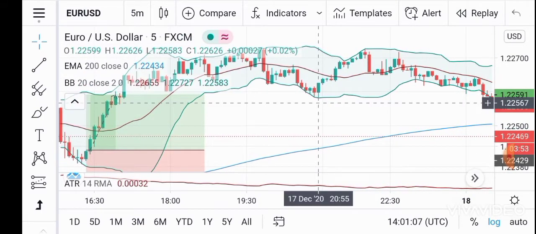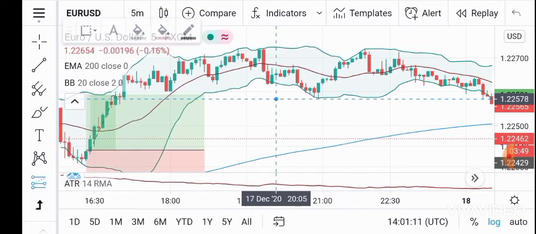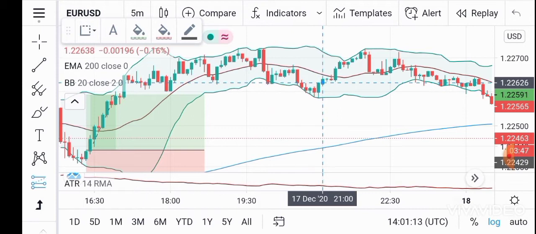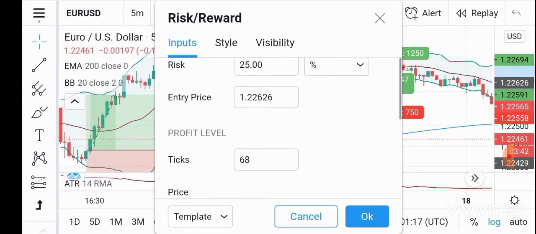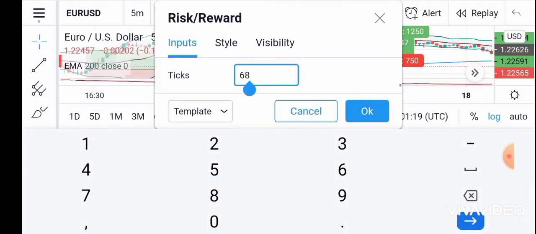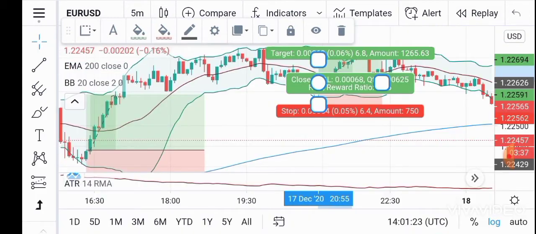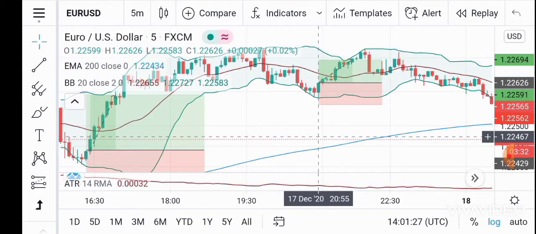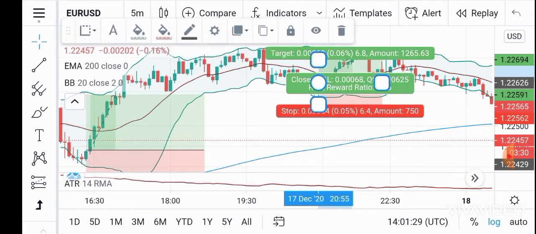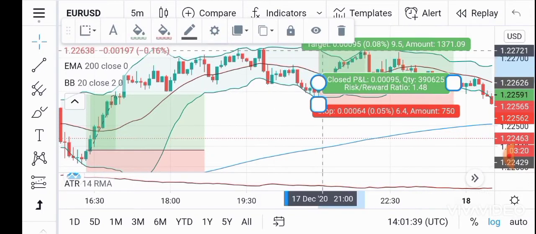So 32 times 2 is actually 64. So we're looking to take this trade on the 64 pip stop. And mind you guys, this is a 5-minute time frame on the Euro USD, and I'm looking to take a 64 pip stop. I think it's 64. Yeah, 64. And our take profit target should be a 1 to 1.5.